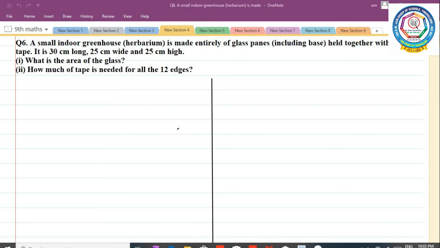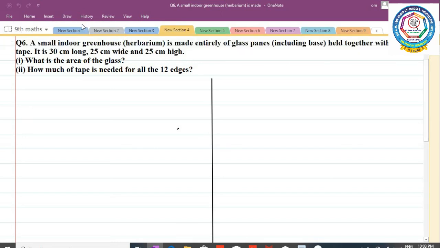Sum number 6. A small indoor greenhouse is made entirely of glass panes held together with tape. It is 30 centimeter long, 25 centimeter wide and 25 centimeter high. First subdivision, what is the area of the glass? Second one, how much tape is needed for all the 12 edges? So the indoor greenhouse looks like a cuboid box. So to find the area of the glass, we have to find the total surface area.